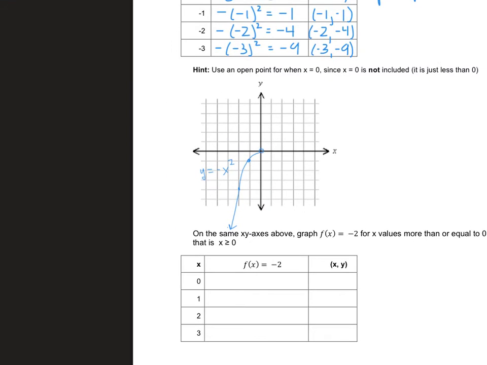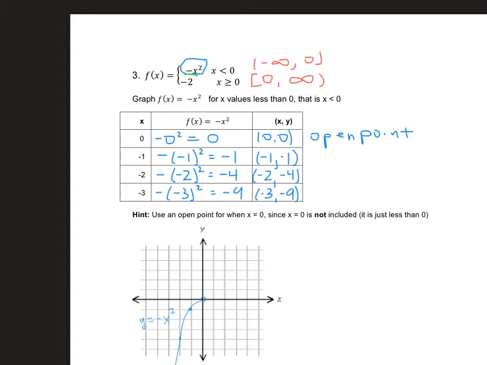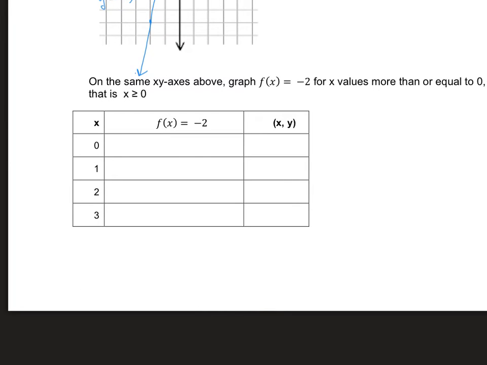Okay, let's move on to the second piece. This one is just negative 2 for when x is 0 or greater than 0. So if we look at our table of values of x, if we plug in a 0, it doesn't matter what we plug in there, we're going to get the y value of negative 2. If we plug in a 1, we get negative 2. If we plug in a 2, we get negative 2. If we plug in a 3, we get negative 2. So at these points: 0, negative 2; 1, negative 2; 2, negative 2; and 3, negative 2.